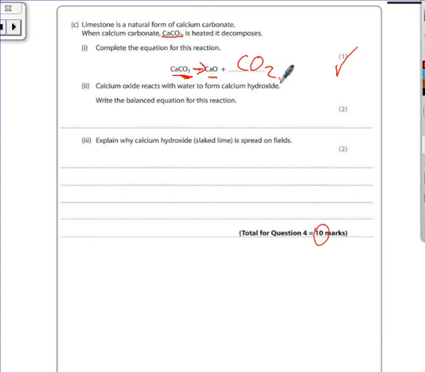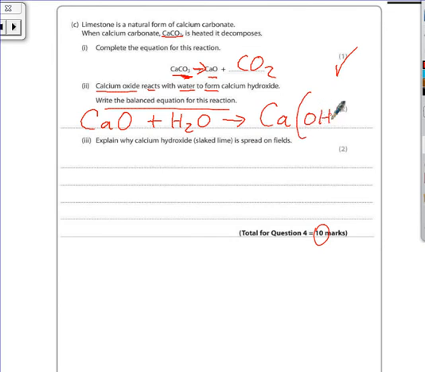Okay, write the balanced symbol equation for this. Right, well, calcium oxide reacts with water, H2O, to form, that means we put an arrow, because it makes calcium hydroxide. Here's a formula you'll have to remember. There's not many, but calcium hydroxide, Ca(OH)2. Okay, 2 marks, 1 for the products there, and 1 on the other side for the reactants.